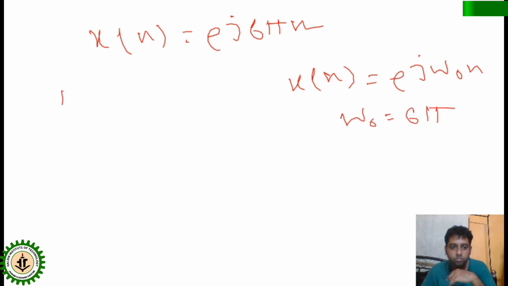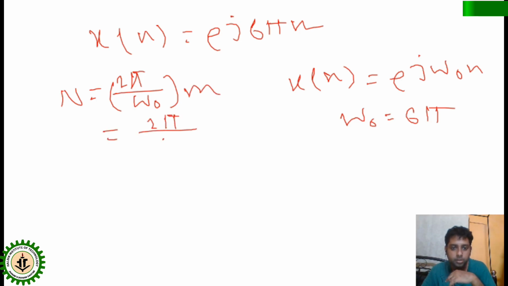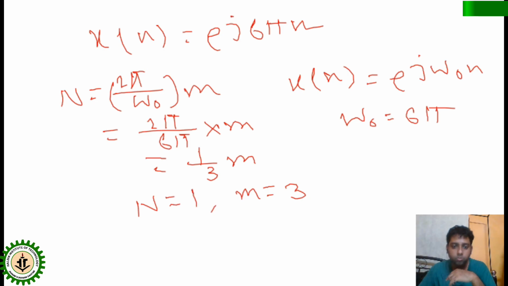Now we know the formula for fundamental period, that is N is equal to 2 pi by omega naught into m. If we replace omega naught here, that is 2 pi by 6 pi into m, that is 1 by 3 into m. Now if we take m is equal to 3, then we get N is equal to 1. That means the minimum value of m is 3, for which N becomes an integer, that is N is equal to 1. That means the signal is periodic with a fundamental period capital N is equal to 1.